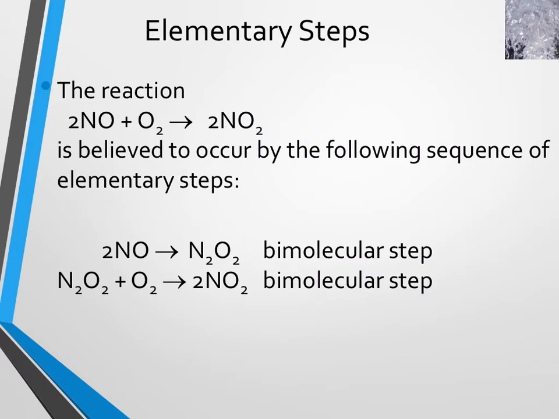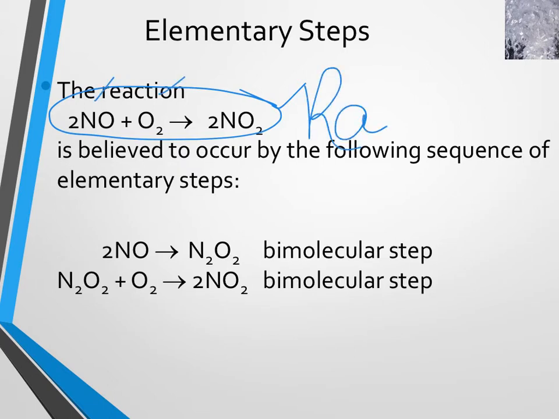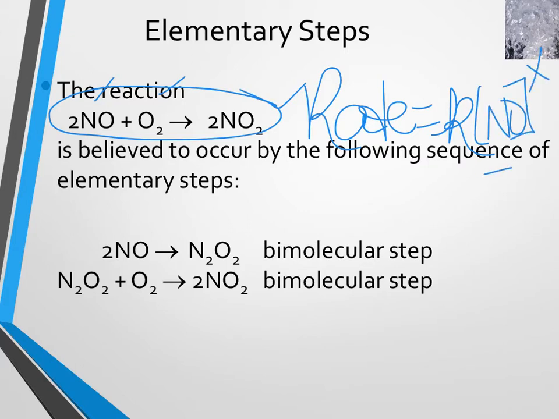So here's a straightforward example of a mechanism. Here's the overall balanced reaction for the formation of nitrogen dioxide from nitrogen monoxide and oxygen. And again, if I asked you to write out the rate law for that, you could write this much: rate constant times the reactant nitrogen monoxide raised to some power, times the concentration of oxygen raised to some power. But you couldn't say anything about x and y until you did experiments.